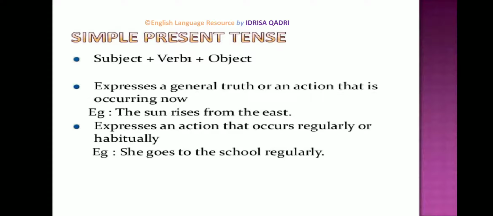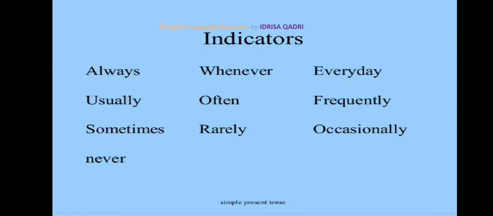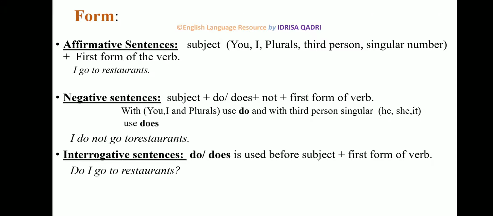Simple present tense is also used in instructions, and in exclamatory sentences beginning with here and there, to express what is actually taking place in the present. For example, here comes she and there we go. Here are the indicators of simple present tense. In order to see the form of tense, let us take the three forms of sentences: affirmative, negative, and interrogative.